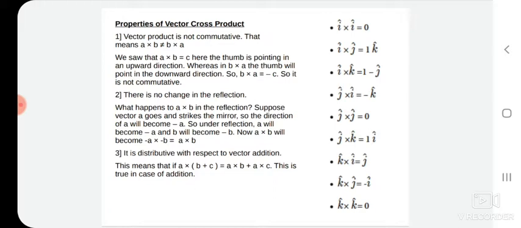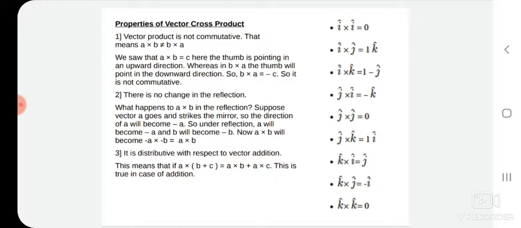Similarly, there is no change under reflection. What happens to A cross B under reflection? Suppose a vector strikes a mirror, so its direction becomes opposite. So under reflection, A will become minus A and B will become minus B. Therefore, minus A cross minus B is equal to A cross B.